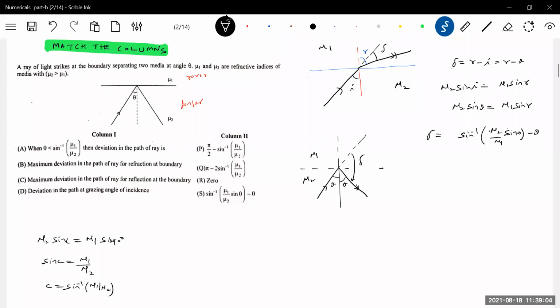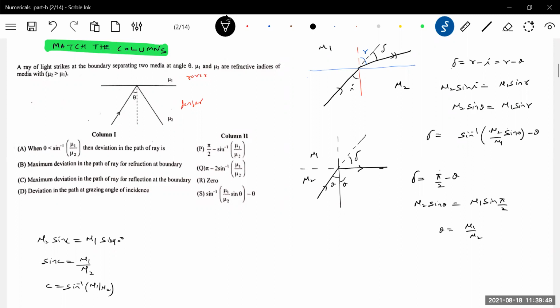For refraction at the boundary, huh? Oh sorry, option B, refraction condition is put, not reflection. I think there is a maximum deviation. So deviation in this case will be pi by 2 minus angle of incidence. What is the angle of incidence? That we will calculate here. Now in this case, mu2 sin theta equals mu1 sin pi by 2. So sin theta will be mu1 by mu2.